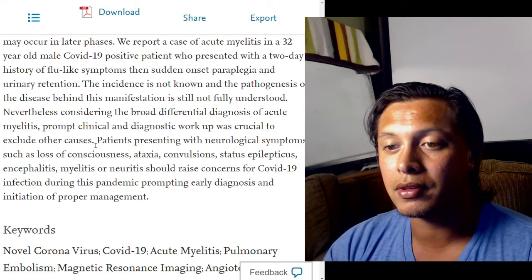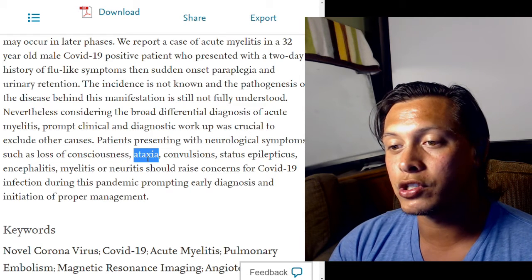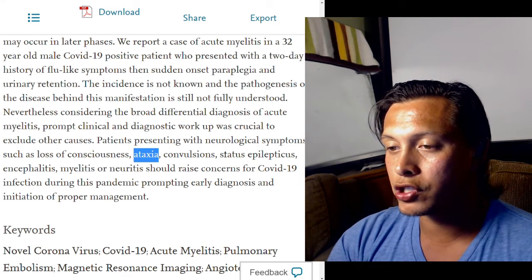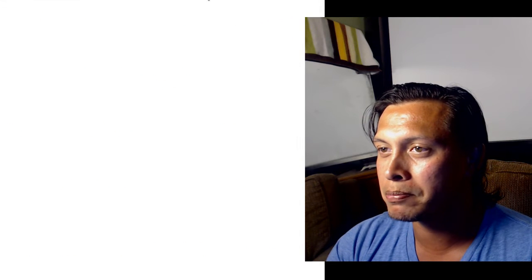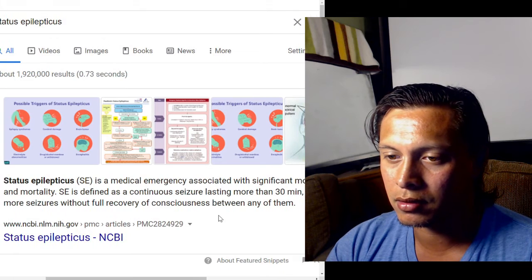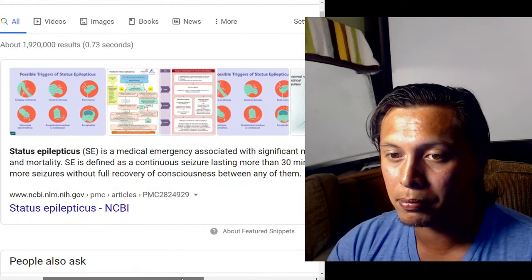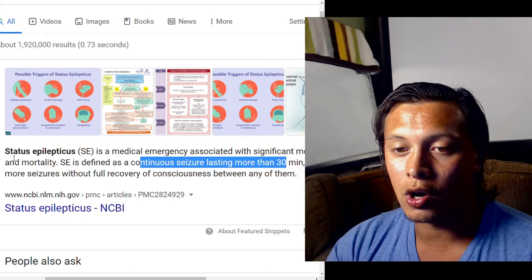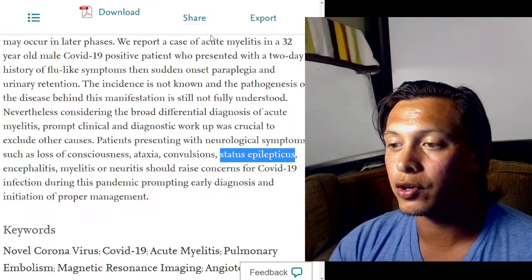Anyways, they did that. And patients presenting with neurological symptoms such as loss of consciousness, ataxia, which is when you cannot walk and your movement is off, convulsions, and status epilepticus. I believe that is epileptic seizures, but let me check. It is a medical emergency associated with significant morbidity and mortality. Yeah, status epilepticus is continuous seizures lasting more than 30 minutes.